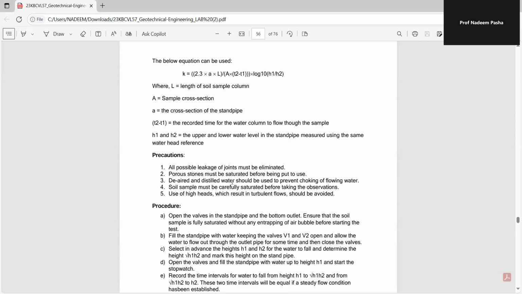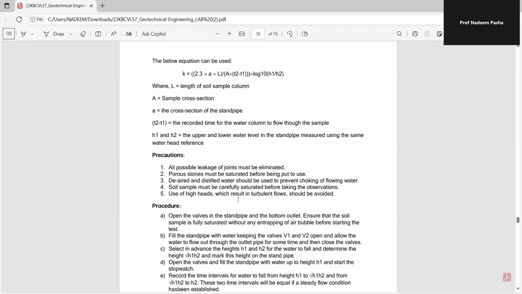So what are the precautions you have to take before carrying out this experiment? All possible leakage of joints must be eliminated. Porous stones must be saturated before being put to use. De-aired and distilled water should be used to prevent choking of flowing water. The soil sample must be carefully saturated before taking the observation. Use of high heat with resultant turbulence should be avoided.